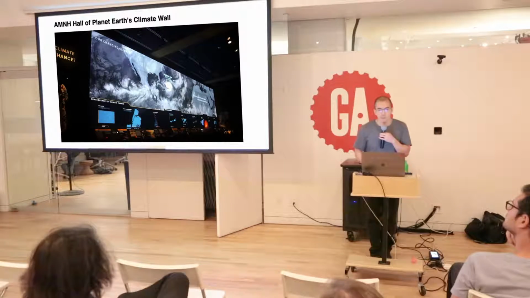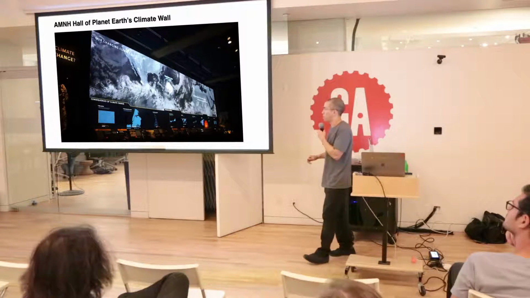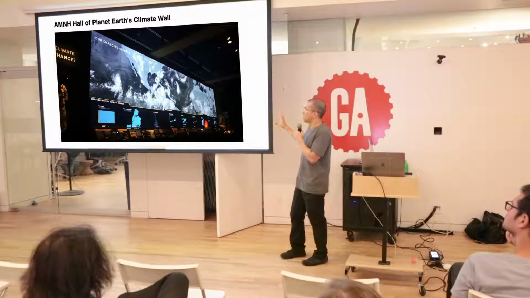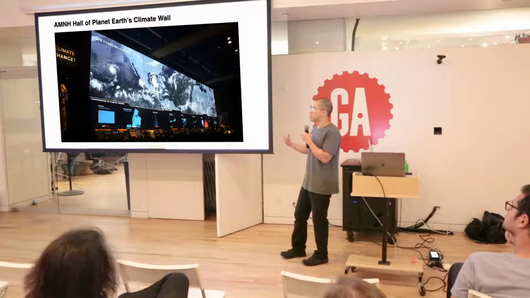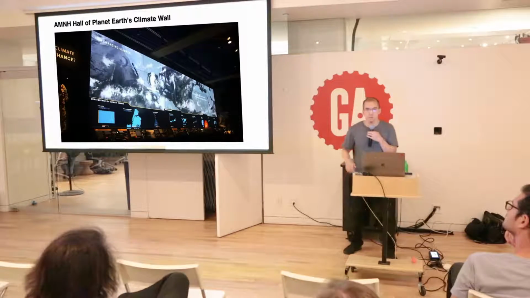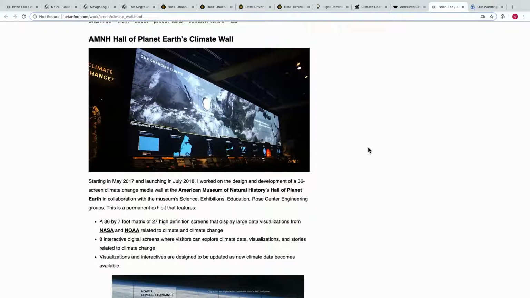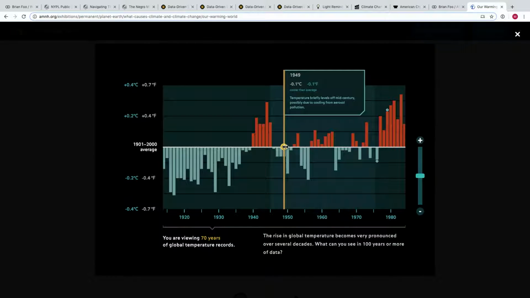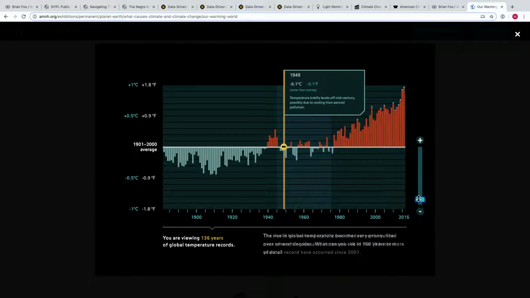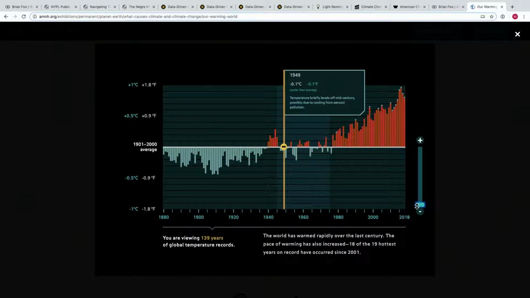I created a number of visualizations that are updated as we get new data. So it's a living exhibit. And there are areas where you can play with that data. This is one of the interactive pieces. This is a basic graph of global temperature anomaly over time. You see it's increasing over about 150 years.